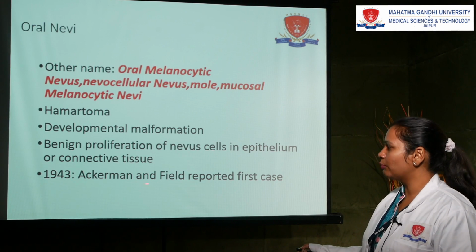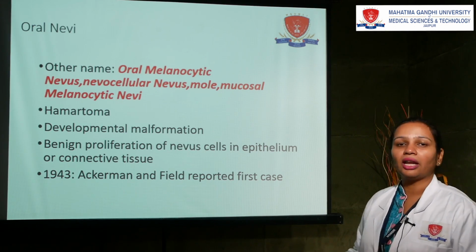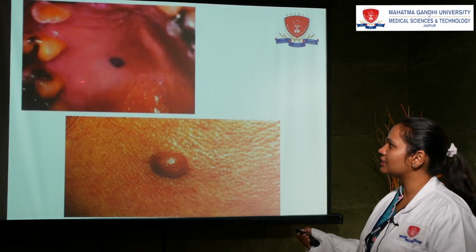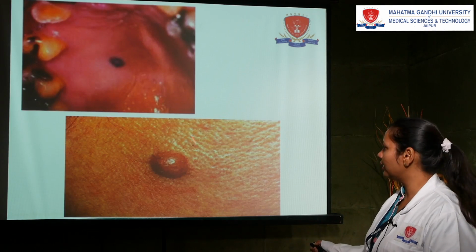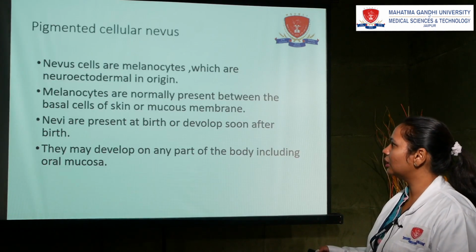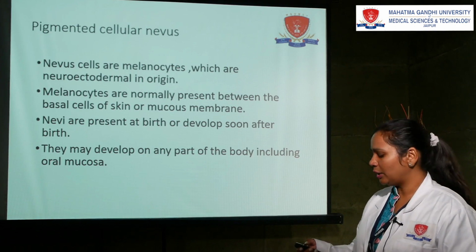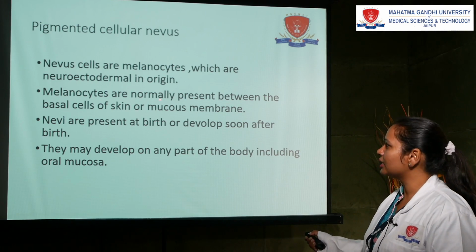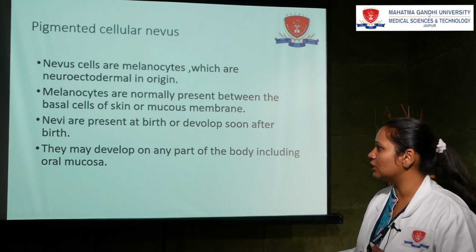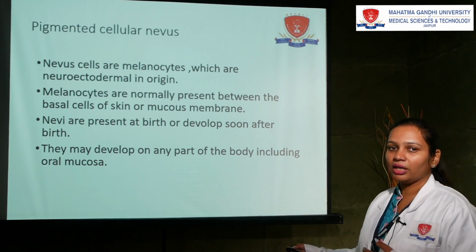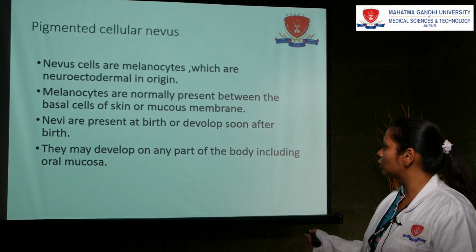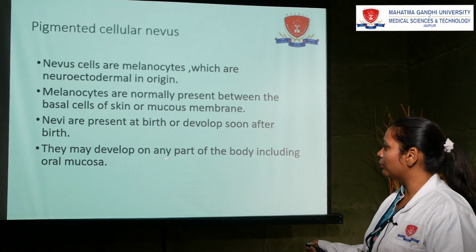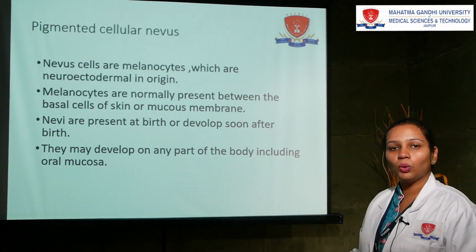The first case was reported by Ackerman and Field in 1943. So, with this type of oral nevi, we can see it's there in the oral cavity on the palatal side, and again this type of lesion can be seen. These nevus cells are melanocytes which are neuroectodermal in origin. These melanocytes are normally present between the basal cells of skin or mucous membrane. Nevi are present at birth, or development of nevi can be seen soon after birth. They may develop on any part of the body including oral mucosa.